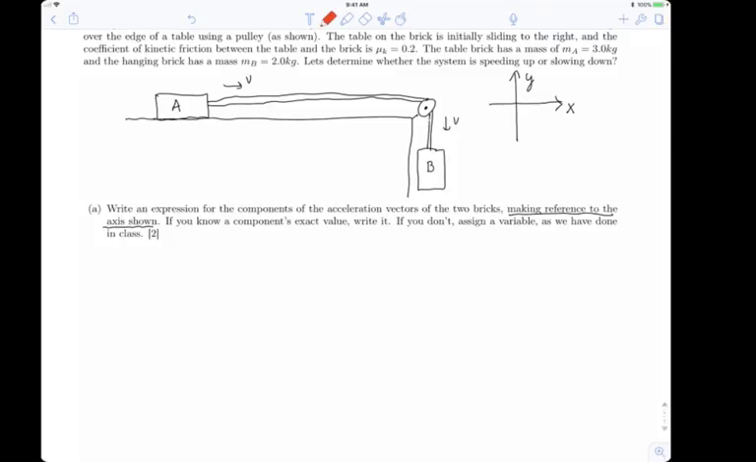Write an expression for the accelerations. Okay, so there's an element of assumption here, which is that we have to assume that the brick's either going to the left or right. Let's assume that it's going this way.